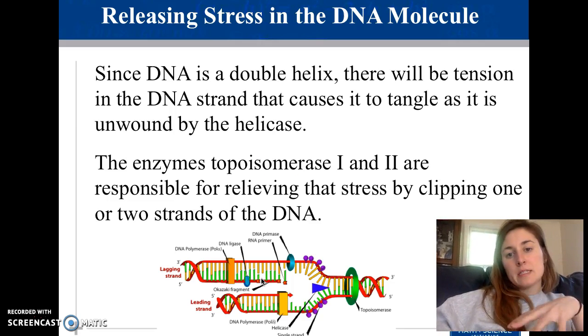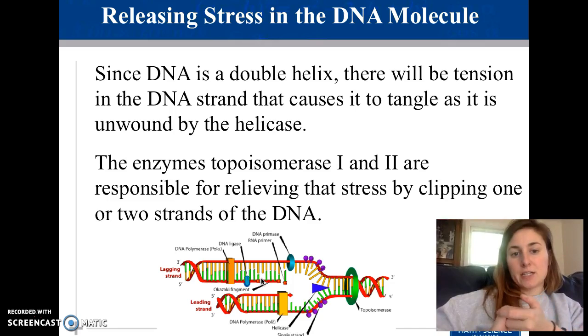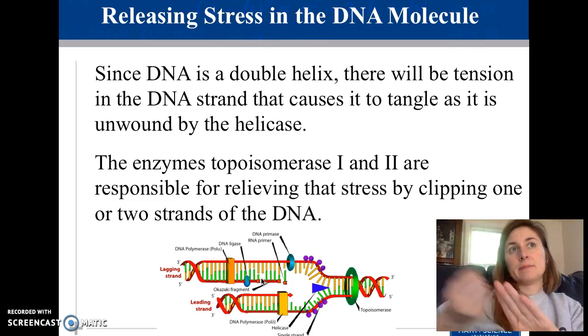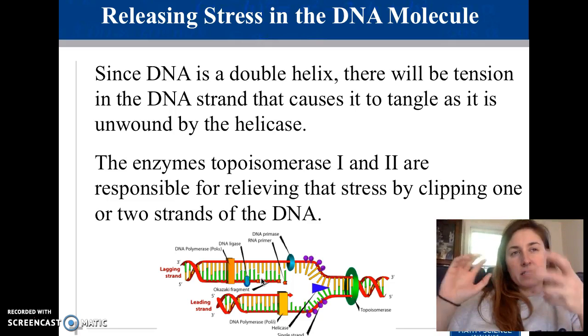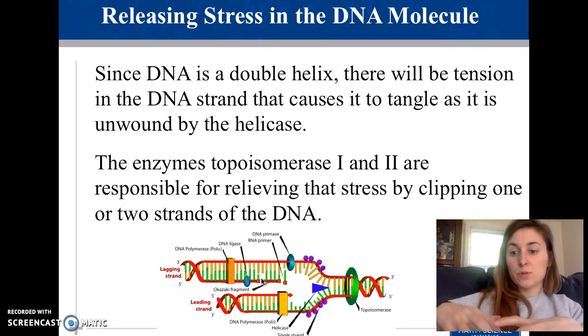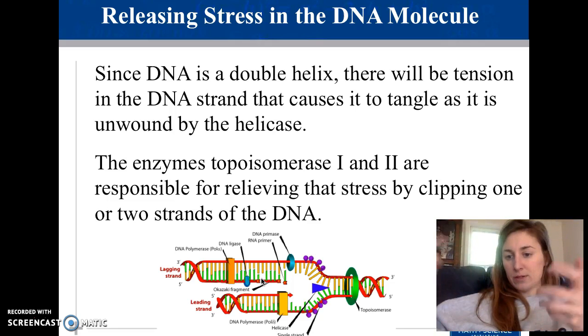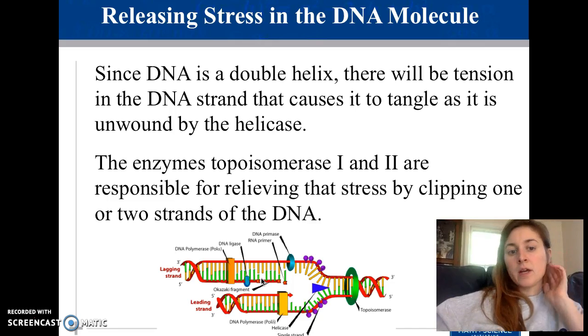Since DNA is a double helix, there's tension that causes it to tangle as it's unwound by helicase. Think of it as like a spring or something like that. When I unwind wire off of a spool, its natural tendency is to tangle because it's used to being wound in a certain direction. If you've ever unwound wire off of a spool of something.